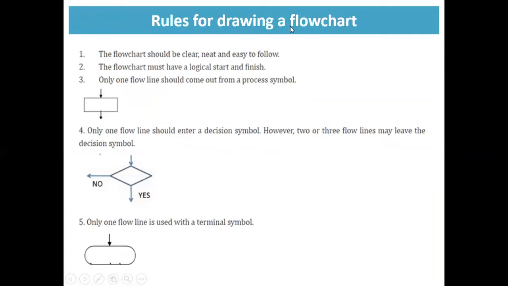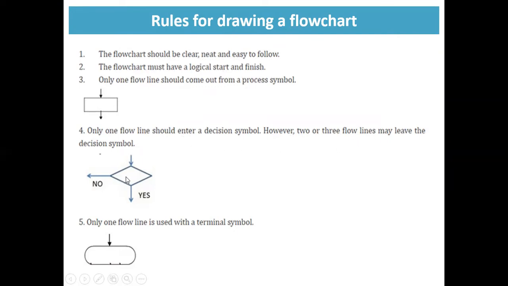Certain rules for drawing a flowchart. The flowchart should be very clear, neat, and easy to follow. And the flowchart must have a logical start and finish. Only one flow line should come out from a process symbol, whereas only one flow line should enter a decision symbol. However, two or three flow lines may leave the decision symbol.